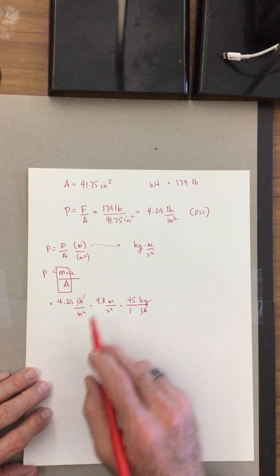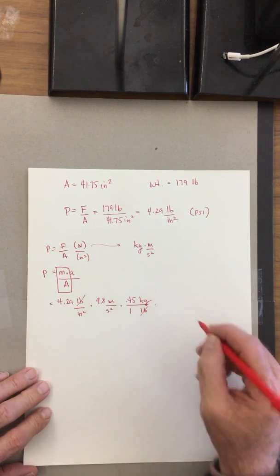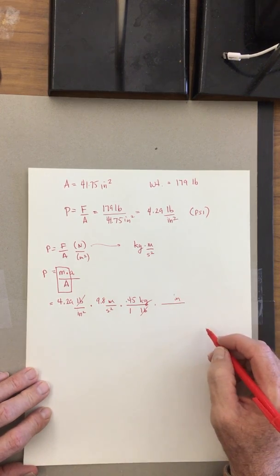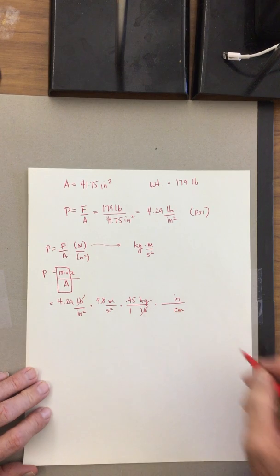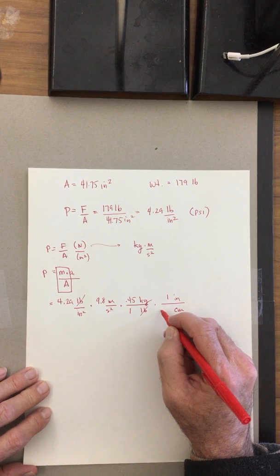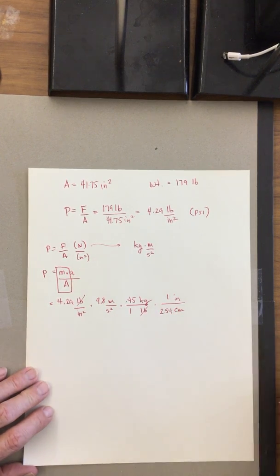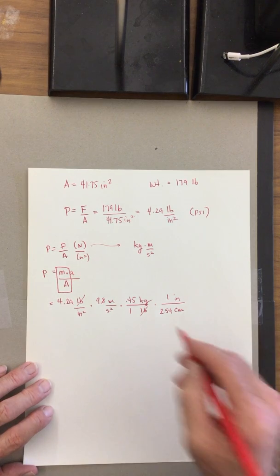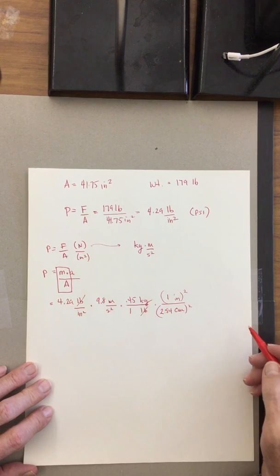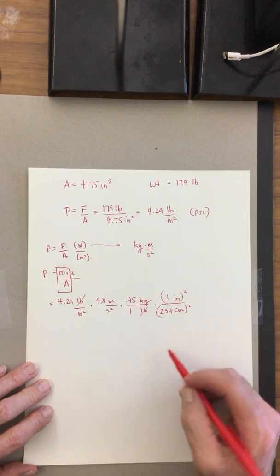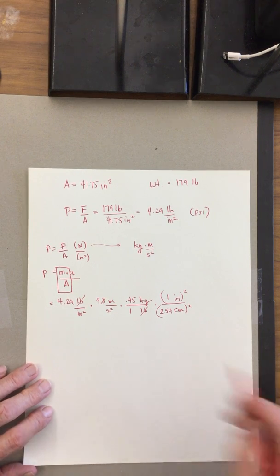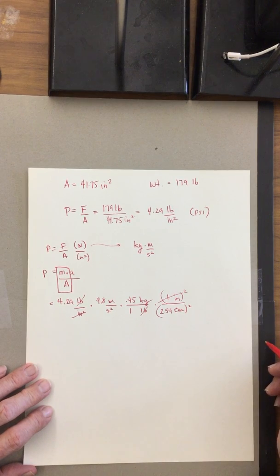But I need to convert my inches squared to meters squared. And this is going to take 2 conversions to do this. So we need to convert inches into centimeters. And 1 inch is equal to 2.54 centimeters. What we need to do, though, is we need to square this and square this. Because we don't have inches, we have inches squared, and that will give us centimeters squared. So those cross off with those there.